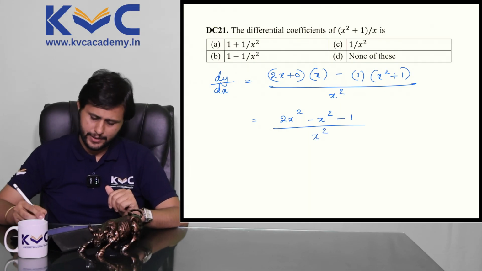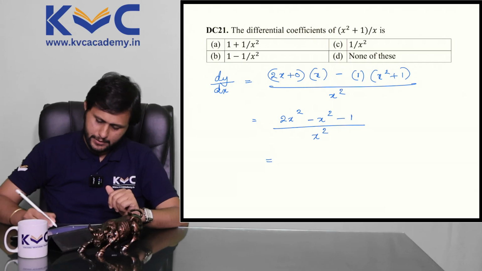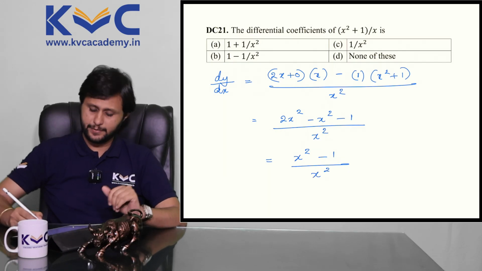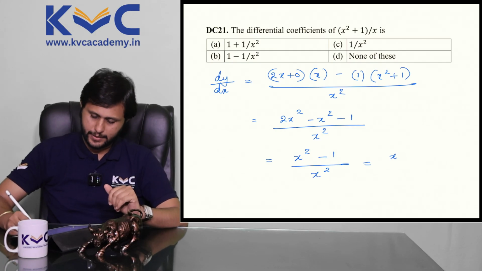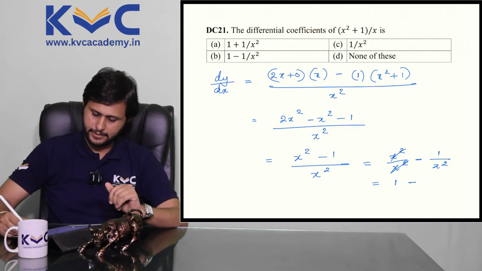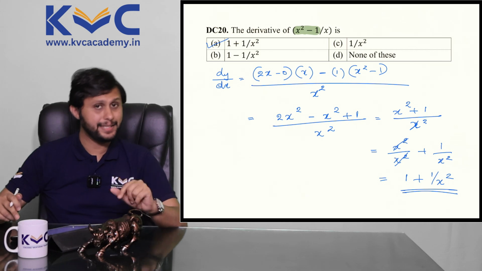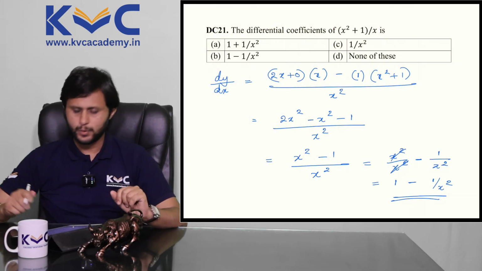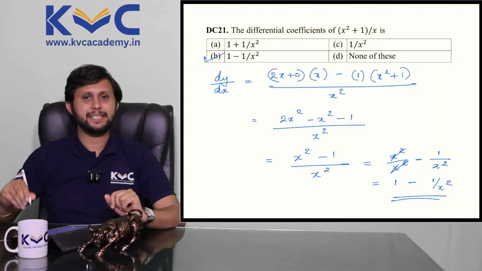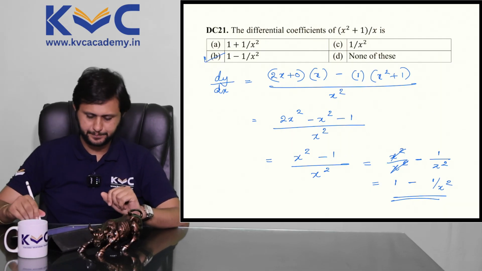2x square minus x square, what do we get? We get x square minus 1 whole divided by x square. Again something very similar, so we have x square divided by x square, I'm splitting it, 1 by x square. So we get 1 minus 1 by x square. Previous answer was 1 plus 1 by x square. This one is 1 minus 1 by x square. Option B is the right answer.